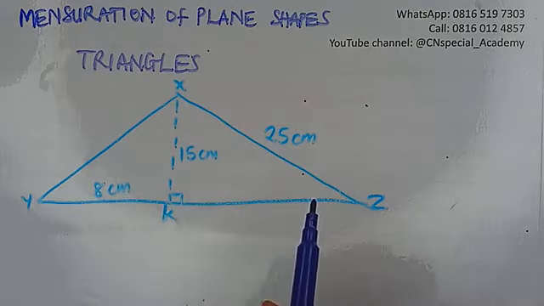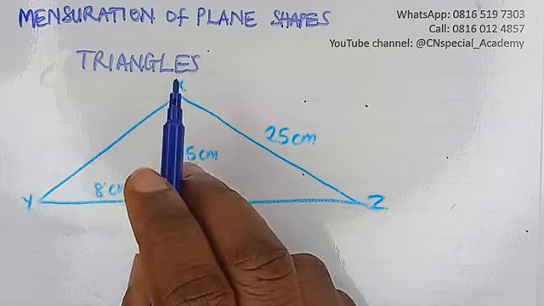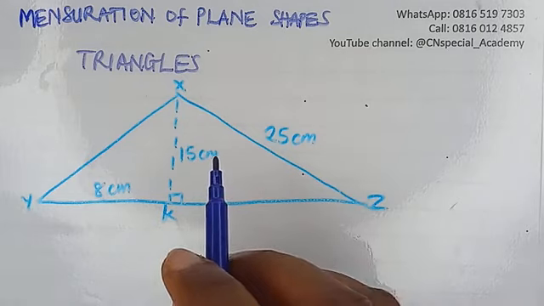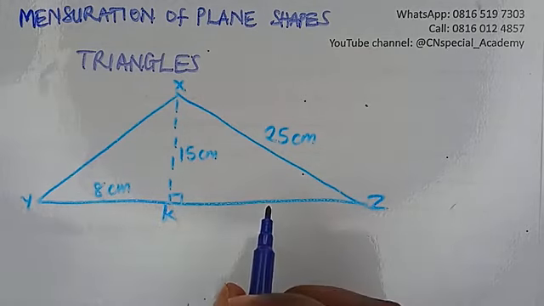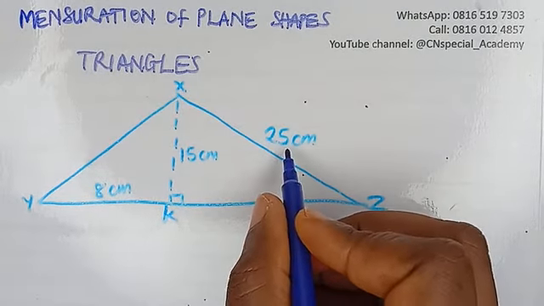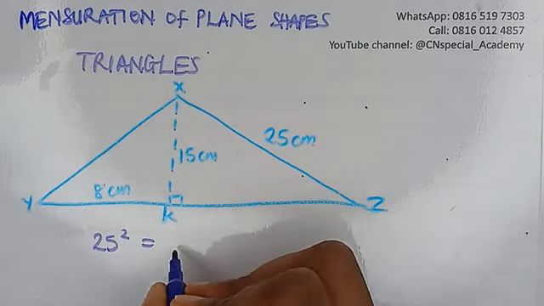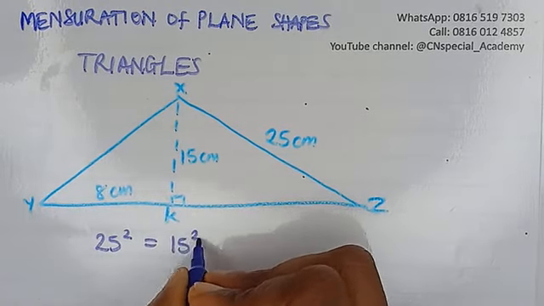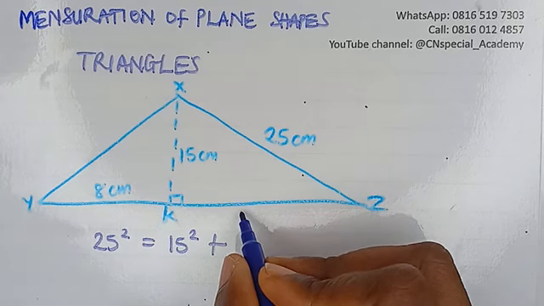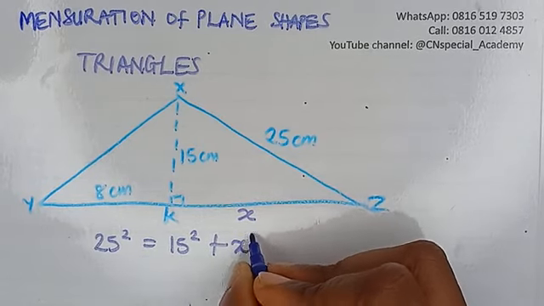Therefore, we are going to look for this side. We can see this is at this perpendicular line, so this part of the triangle is a right-angled triangle, and we can use Pythagoras theorem to find this side. This side is the hypotenuse, right? So we have that hypotenuse squared is equal to this side squared, 15 squared, plus, let me call this point x, small letter x squared.